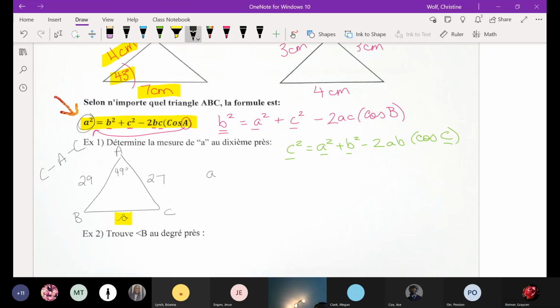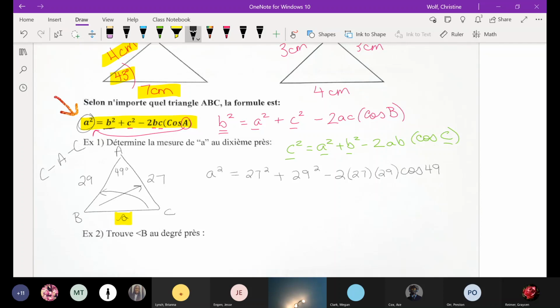So, je commence avec A carré égale. And I don't know what A is, so I can't plug anything in for it. Then it's B carré. So I'm just following this formula here. B carré. Now, B is 27. So, c'est 27 carré. Plus C carré, which is 29 carré, moins 2 fois B, so encore B est le 27, C est le 29, and then ici c'est cos de angle A, et je sais que angle A c'est 49 degrés. So all I did was plug in the B's and the C's, because I knew what they were.